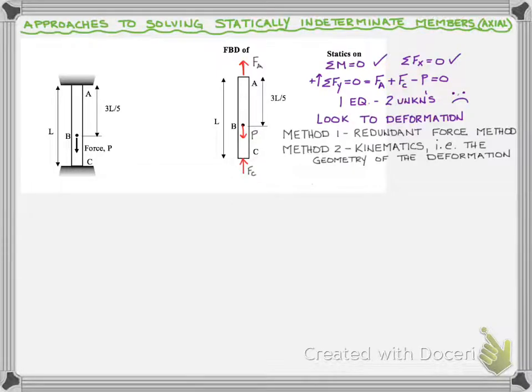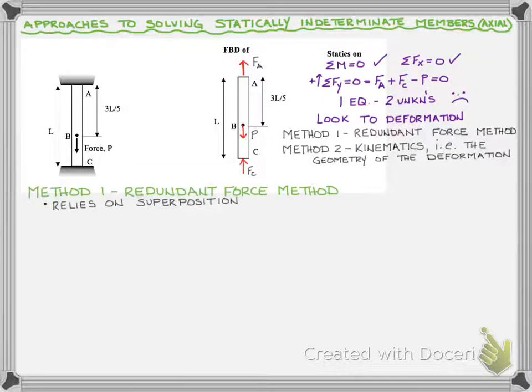So from the deformation, we're going to look at two different methods. The first is the redundant force method, and we're going to apply that. And then we're also going to just directly apply kinematics to the fixed axially loaded member. And remember, kinematics is just the geometry of the deformation. So let's look at method one, the redundant force method.